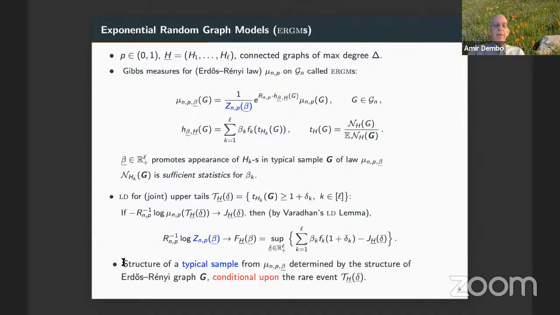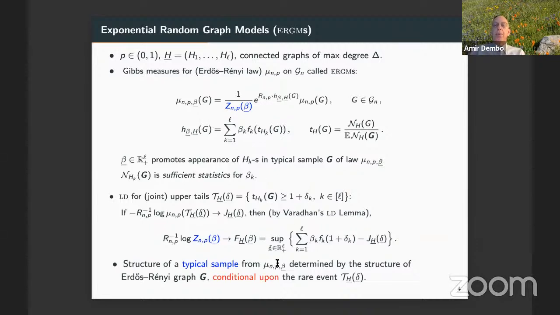And this goes even deeper, as we will see later in the talk, towards the end, in the sense that the structure of a typical sample from these exponential random graph models is actually determined by the structure of the base measure, the Erdos-Renyi graph, conditional upon the rare event. So if we can understand the conditioning of the Erdos-Renyi graph, given that rare event, that will actually be the typical sample in the Gibbs measure. The Gibbs measure is moving rare to typical.